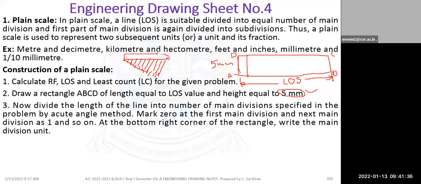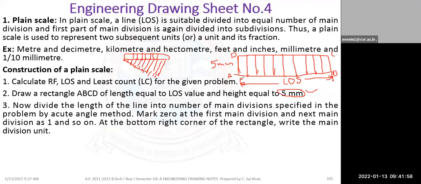So suppose this is your scale. After dividing, draw the vertical lines. Whatever may be the divisions, suppose there are 6 divisions, 7 divisions, whatever as per the problem, you have to divide. You have to take an acute angle, draw an inclined line and make the divisions.